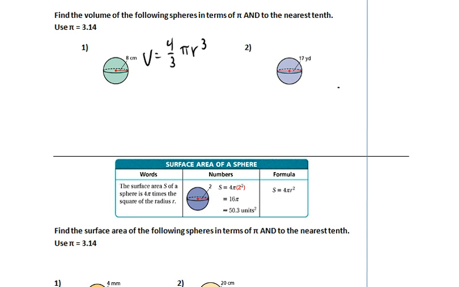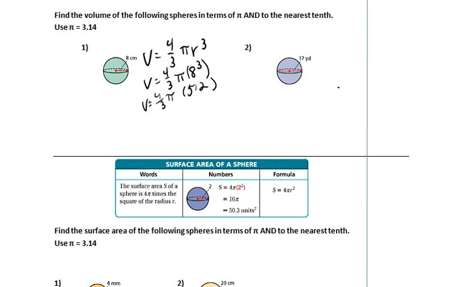So first step, always write the equation. Second step, plug it in. Once we have the numbers plugged in, we can start solving it, computing the answer. 8 to the third is 512. Everything else will stay the same in your formula.